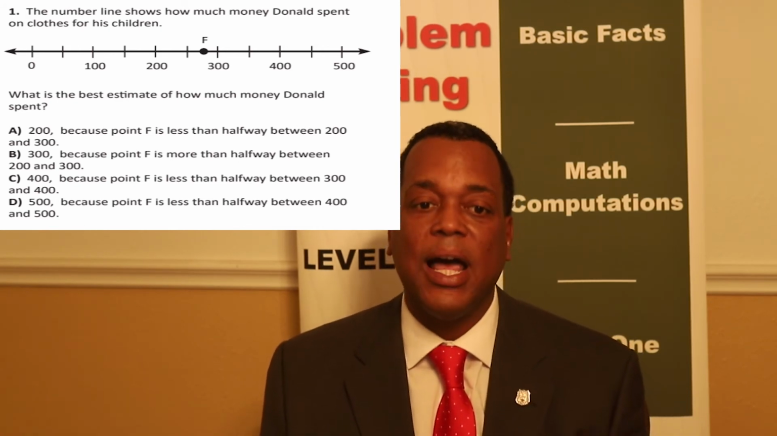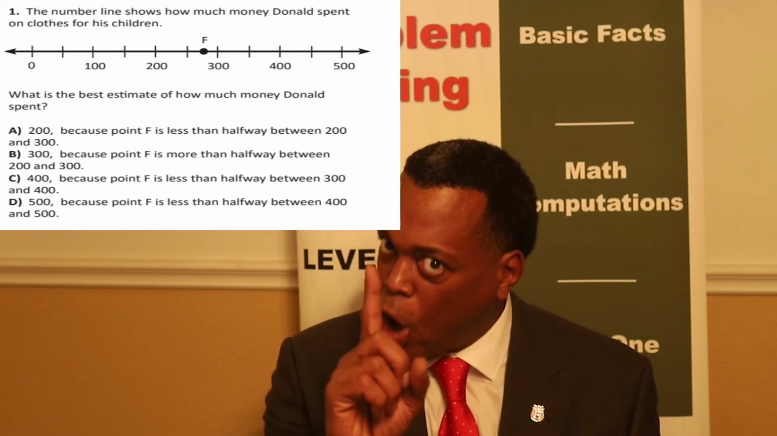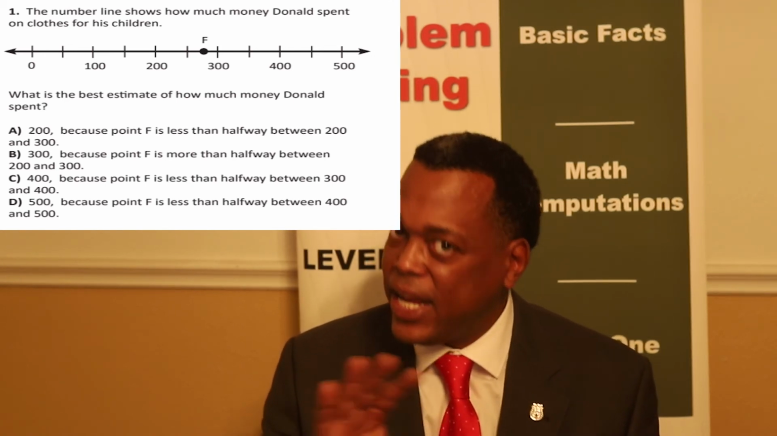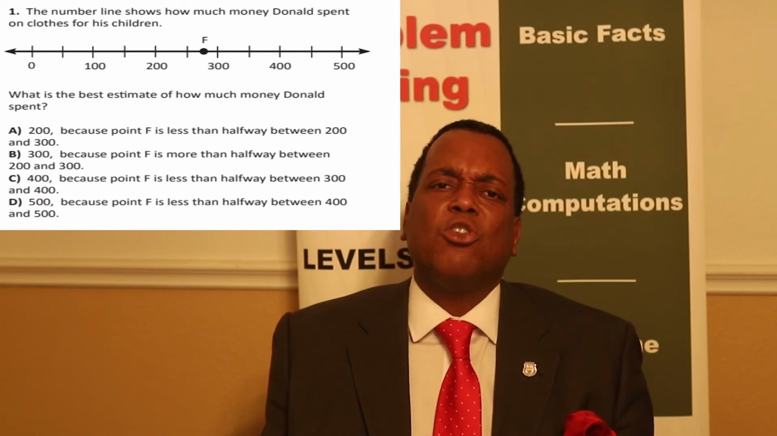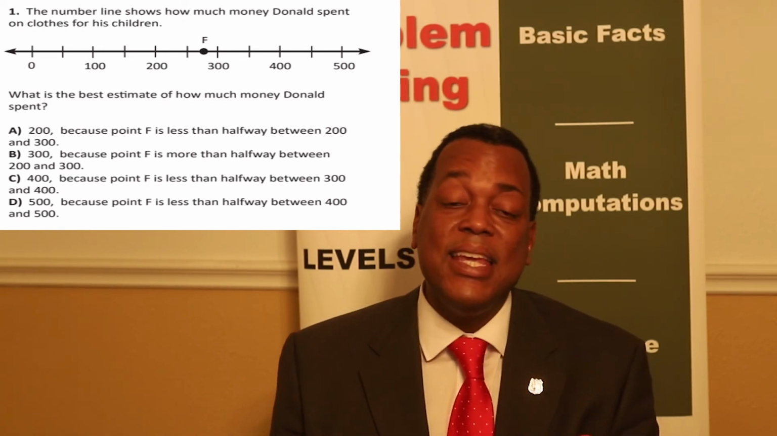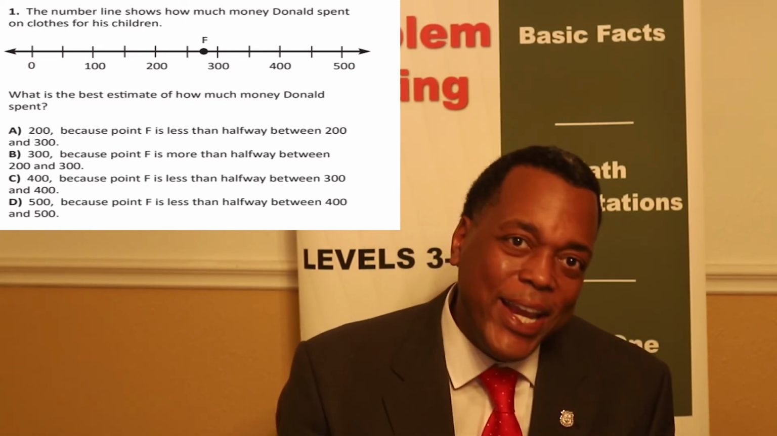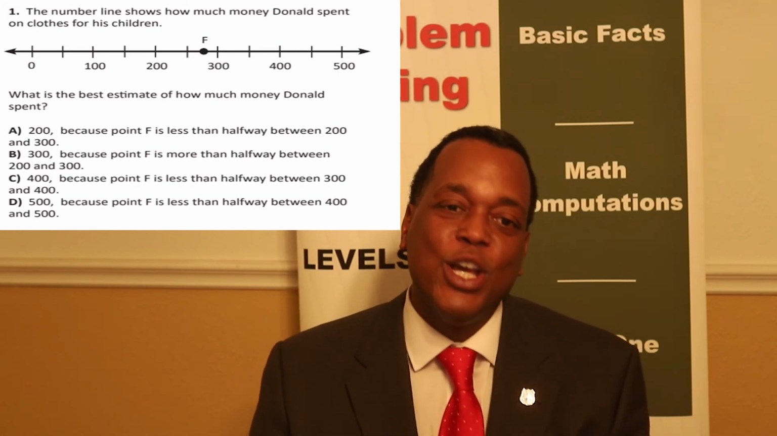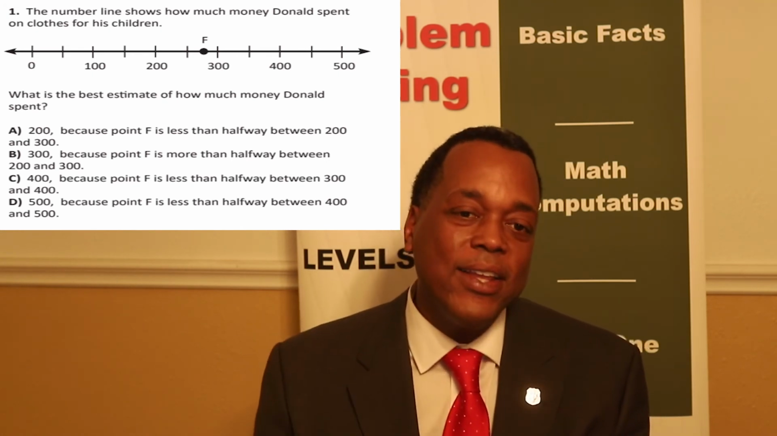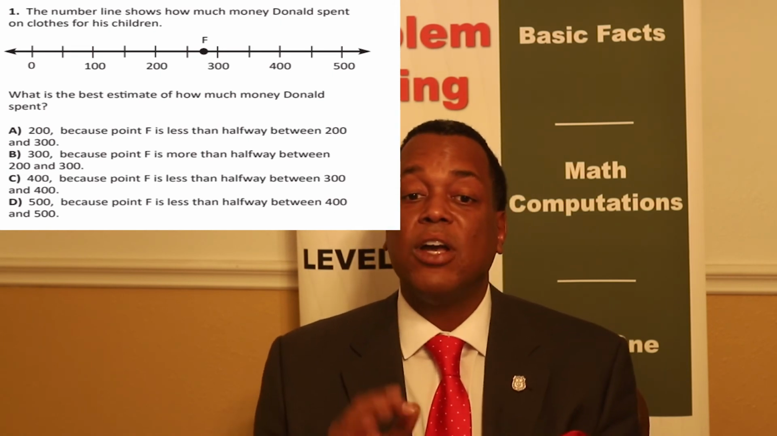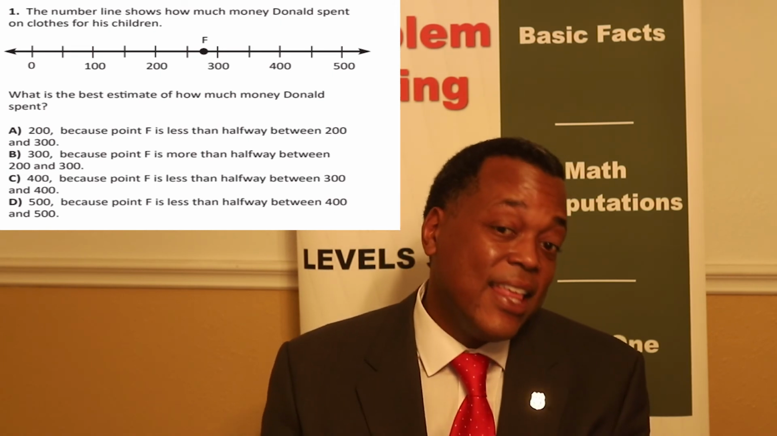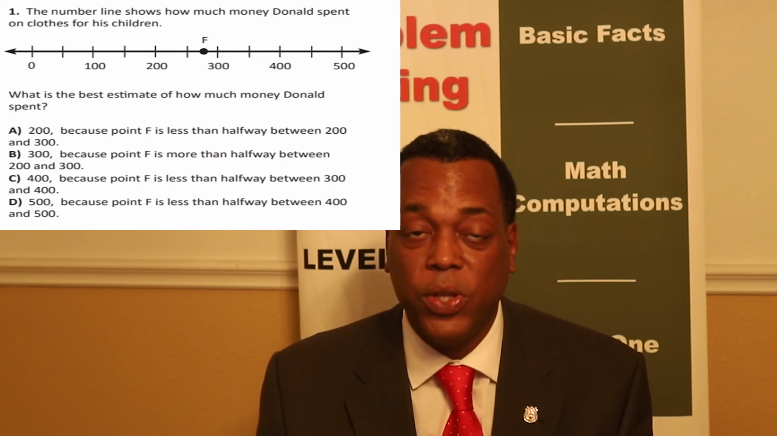We need to fill in the number line, and you see the question, which is always the most important part of any problem. What is the best estimate of how much money Donald spent? And you see A, B, C, and D, and we're having to read. We're having to use words to recognize what this answer is going to be. And A says 200 because point F is less than halfway between 200 and 300.